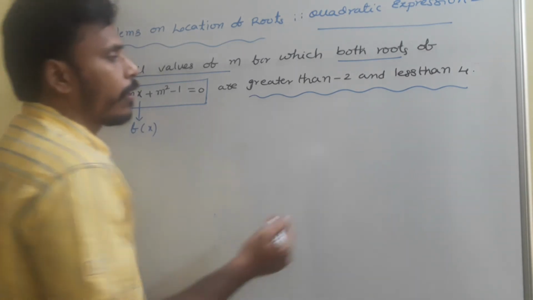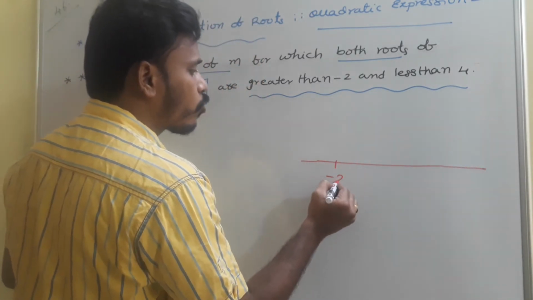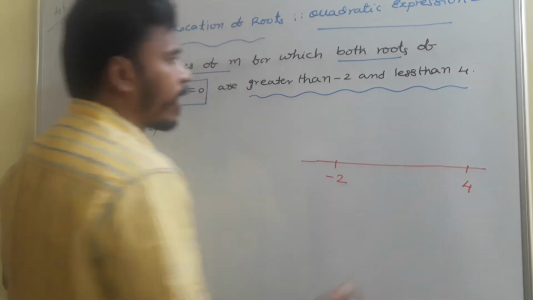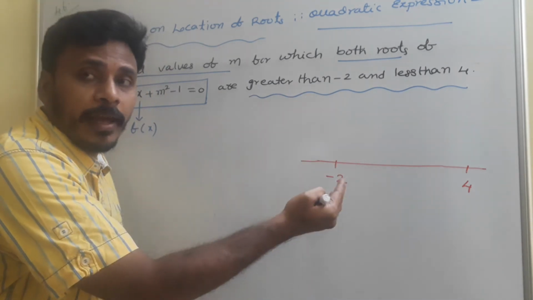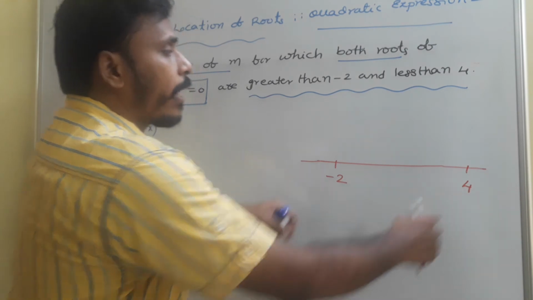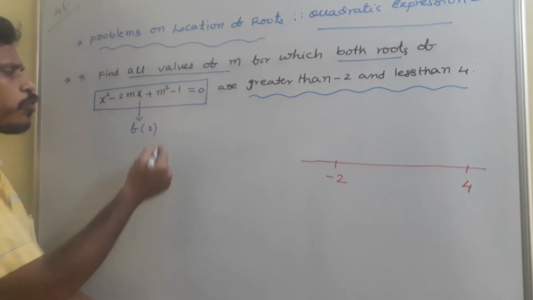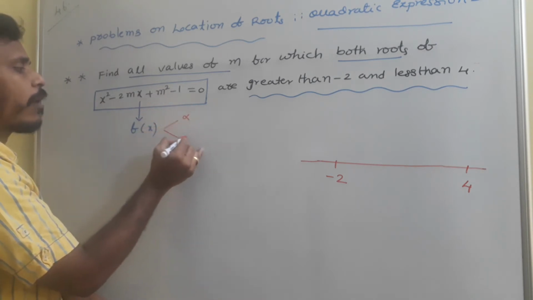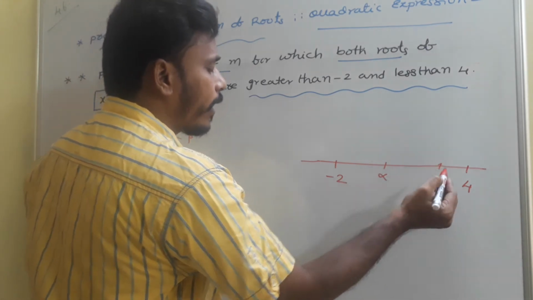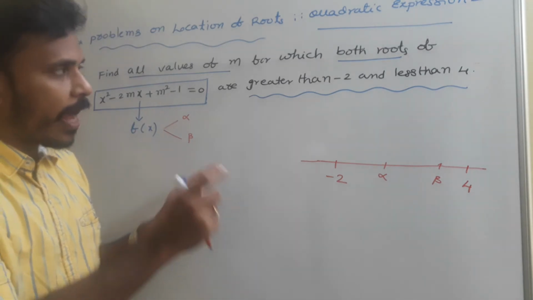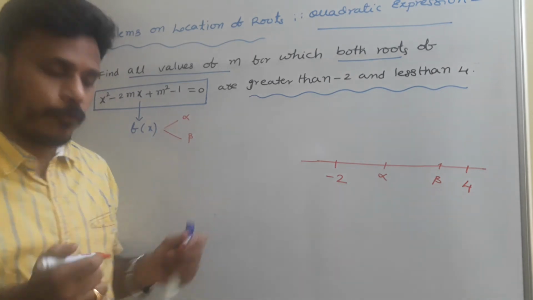When you observe the graph, if this is the x-axis, somewhere I have minus 2 on the x-axis, somewhere I have 4 on the x-axis. Greater than minus 2 and less than 4 means that in between minus 2 and 4, the roots of this expression are there. It has two roots usually, and you consider the roots as alpha and beta. These two roots are in between minus 2 and 4. Exact location we don't know. This is as per the given problem, the roots of this expression are in between minus 2 and 4.